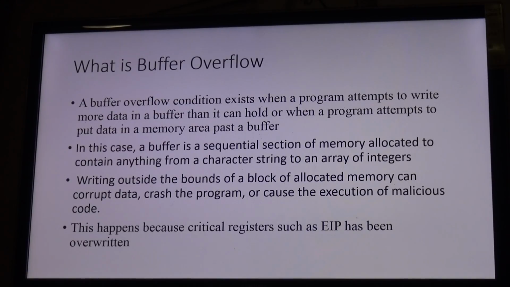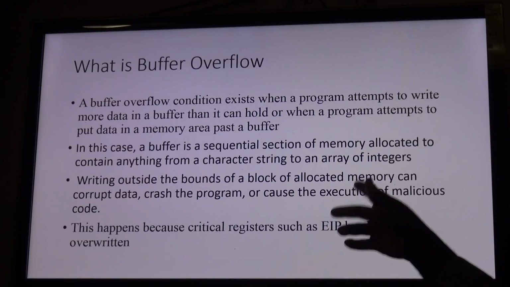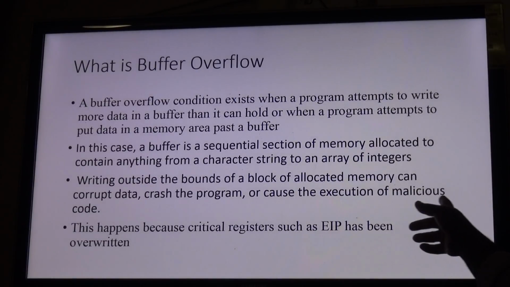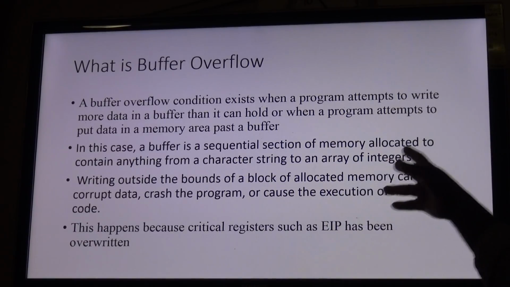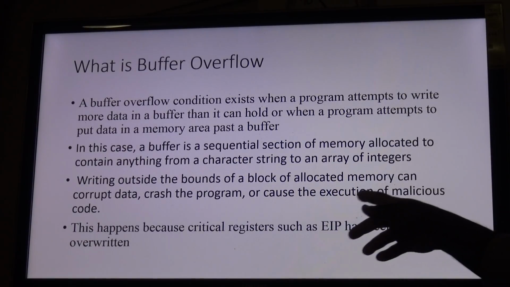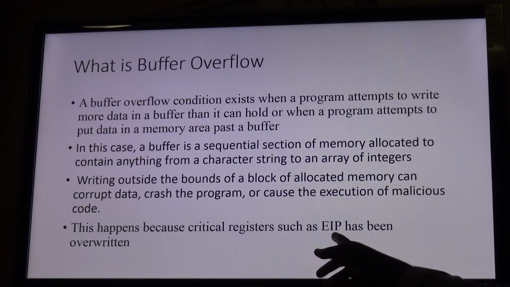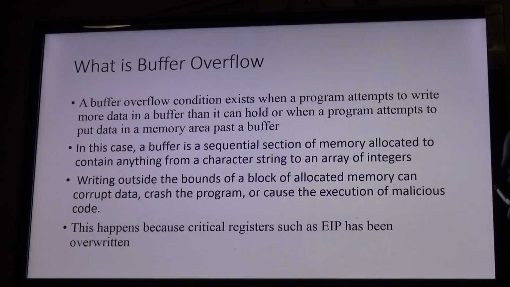In this case, a buffer is a sequential section of memory allocated to contain anything from a character string to an array of integers. Writing outside the bounds of a block of allocated memory can corrupt data, crash the program, or cause execution of malicious code in the memory. And this usually happens because critical registers such as EIP have been overwritten.